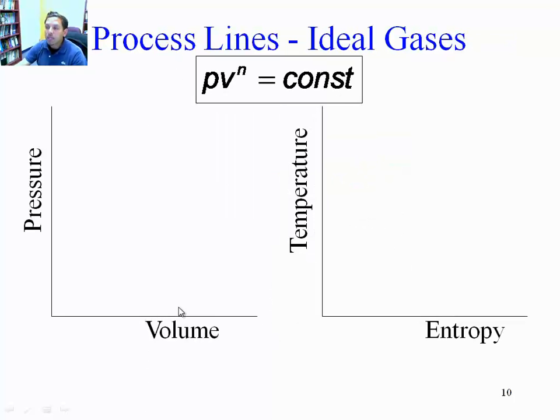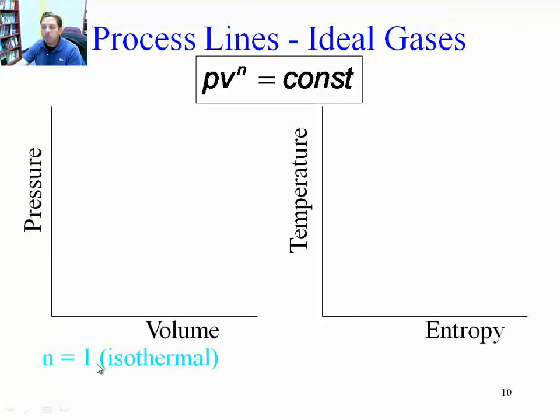Finally, this is how the curve P times V to the power of n equals a constant, with the so-called polytropic processes, would look in a PV diagram or in a TS diagram. Remember that the polytropic process can be specified depending on the value of n. If n is equal to 1, we're talking about an isothermal process, because PV, which is equal to RT, is constant if RT is constant. If n is equal to K, the ratio of specific heats, it's no longer a polytropic process, but an isentropic process.